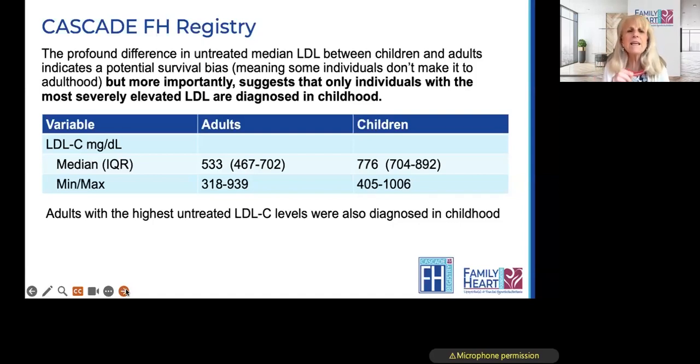But I think that it's most important that we recognize that this really suggests that only individuals with the most severely elevated LDL are diagnosed in childhood. And I showed you in that previous slide that adults with the highest untreated LDL levels were also diagnosed in childhood.